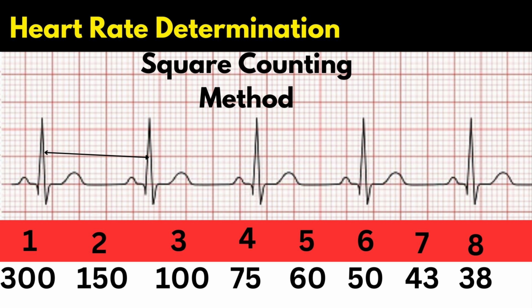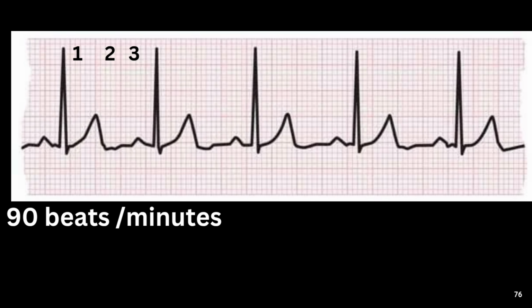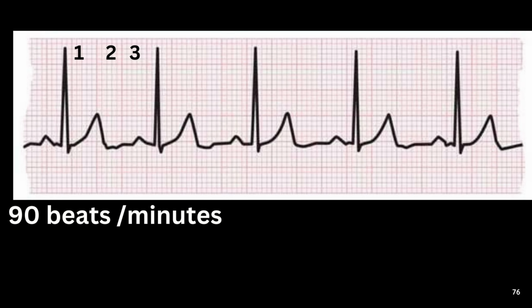Now we will calculate the rate by the square counting method in this ECG. If you count the squares, there is one large square, 2, 3 and almost 2/3 of the fourth one. So 300, 150, 100 and a little less than 100. One large box counts as 300. If there are two, that is 150 beats per minute. If there are three, that is 100 beats per minute. We have a little extra of the fourth box, so we put the rate as 90 beats per minute.